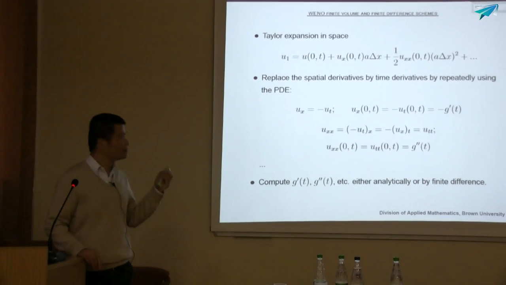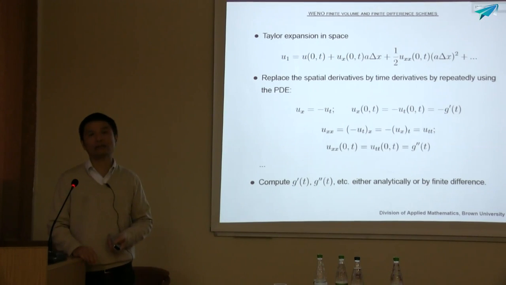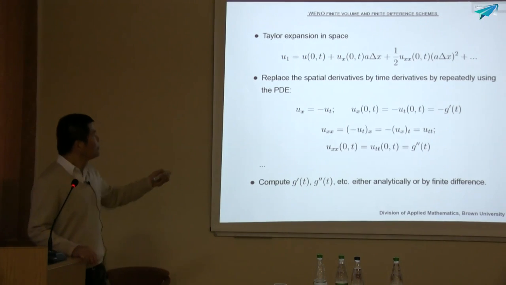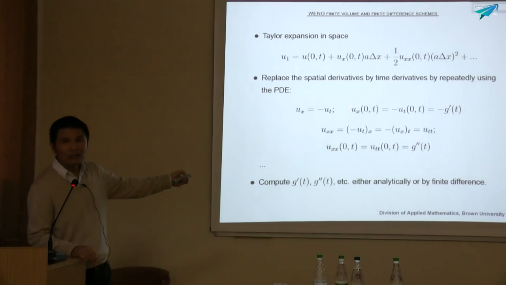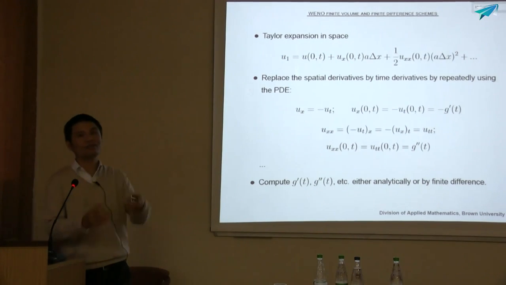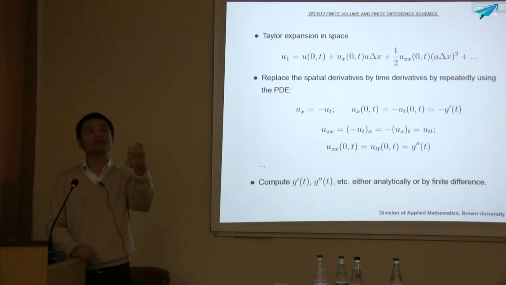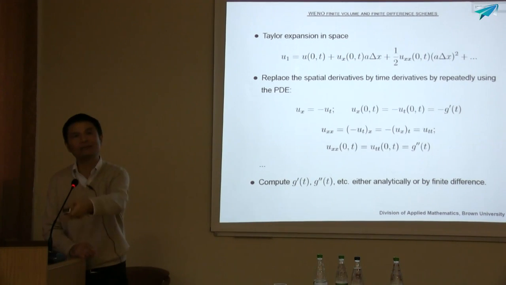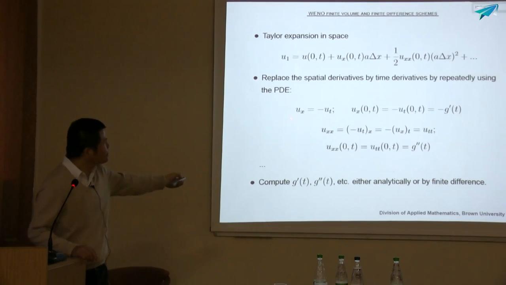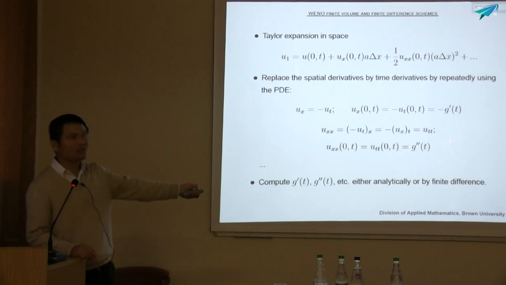So you can keep as many terms as you wish, up to the order of accuracy you want. Then you repeatedly use the PDE to convert the x derivative into a time derivative. The spatial derivative to time derivative is just the reverse of Lax-Wendroff. Lax-Wendroff replaces time derivatives by spatial ones. Here you replace the spatial by time. So ux is minus ut, uxx is utt, and so on.